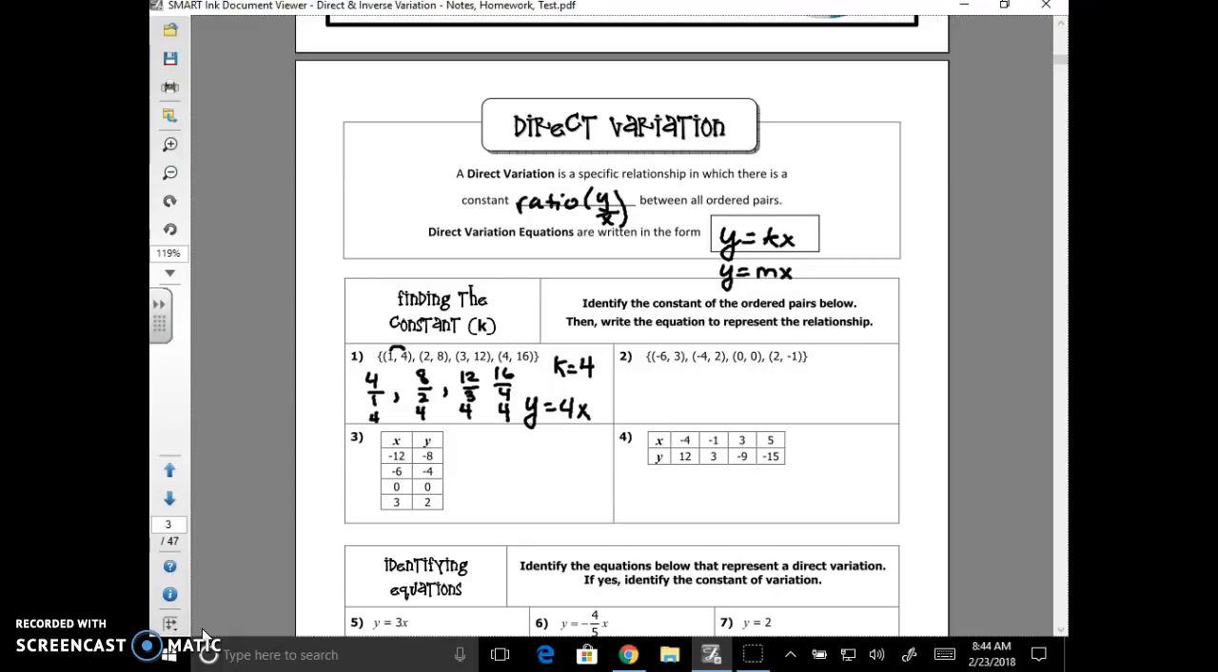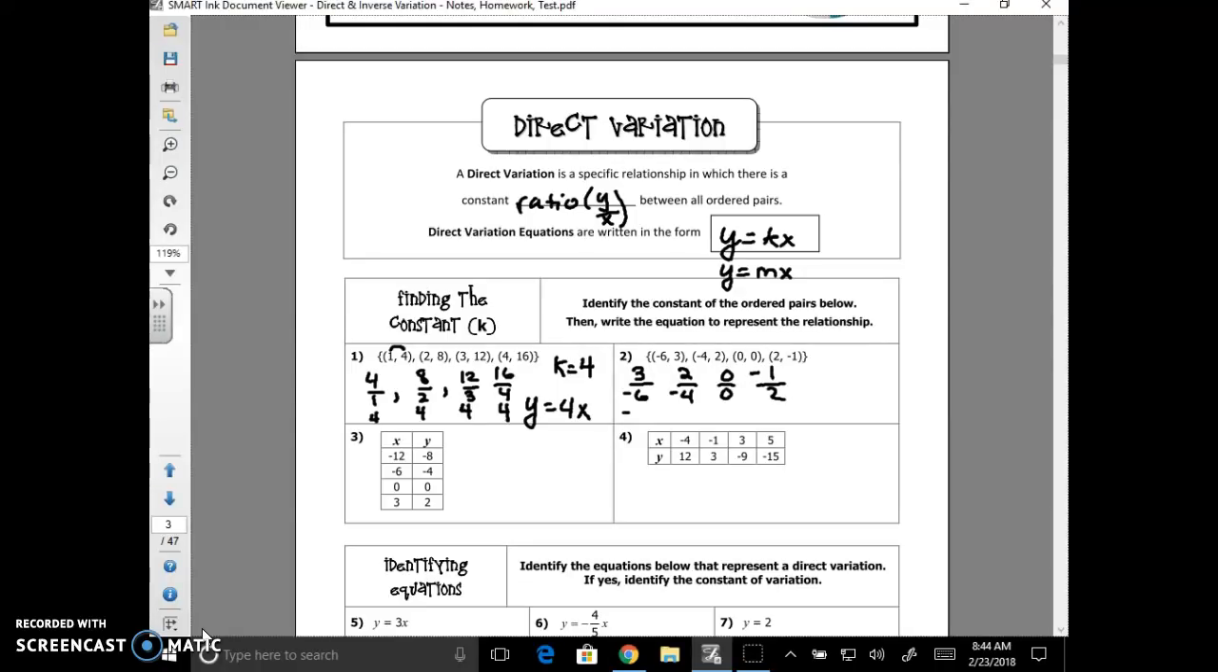If you go to your graphing calculator and type in y equals 4x and hit second graph, you will see every single ordered pair show up. Okay, let's find the constant, or k, on this one. So remember, it's y over x. We're going to say 3 over negative 6, 2 over negative 4, 0 over 0, and negative 1 over 2.